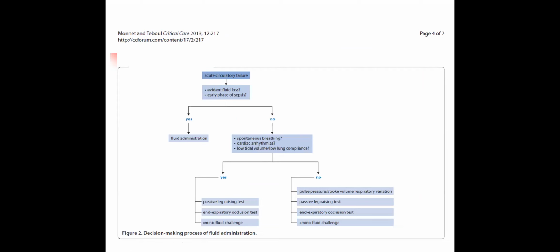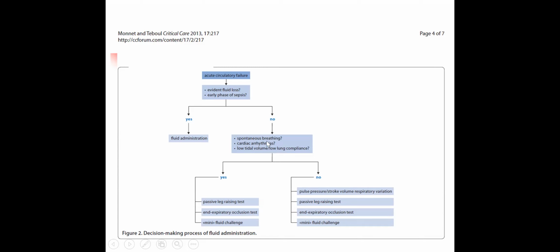This is a flow chart which shows us how we go about taking a call regarding fluid challenge in acute circulatory failure. Suppose there is evident fluid loss or it is the early phase of sepsis; if the answer is yes, then we can straight away give fluid. If the answer is no, then ask: is the patient spontaneously breathing, is there cardiac arrhythmia, is a low tidal volume employed, or is there low lung compliance? If any of the answers is yes, then you can select the passive leg raising test, end expiratory occlusion test, or mini fluid challenge test in these situations to determine fluid responsiveness.